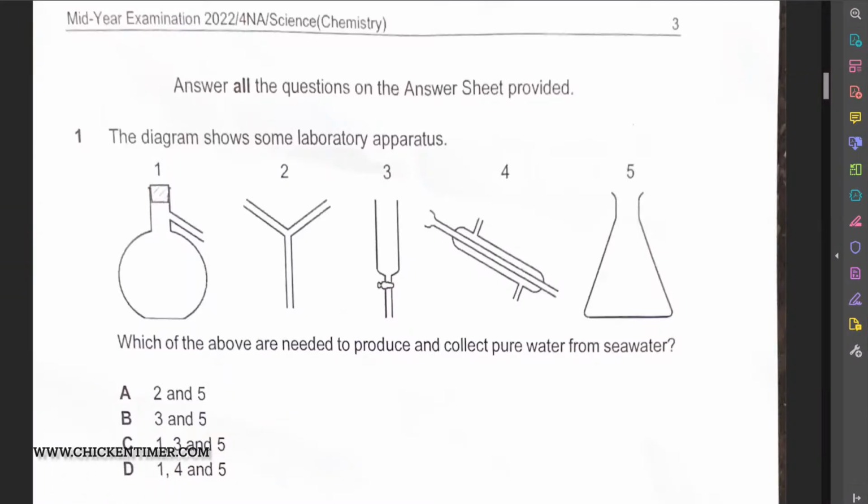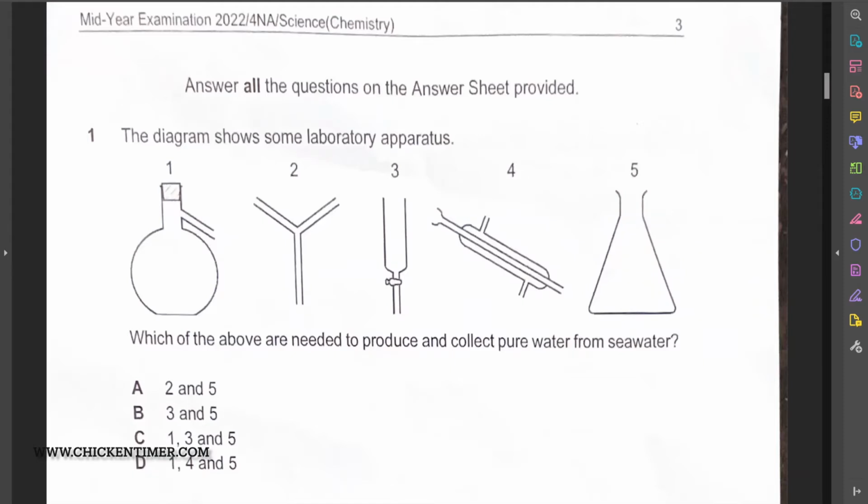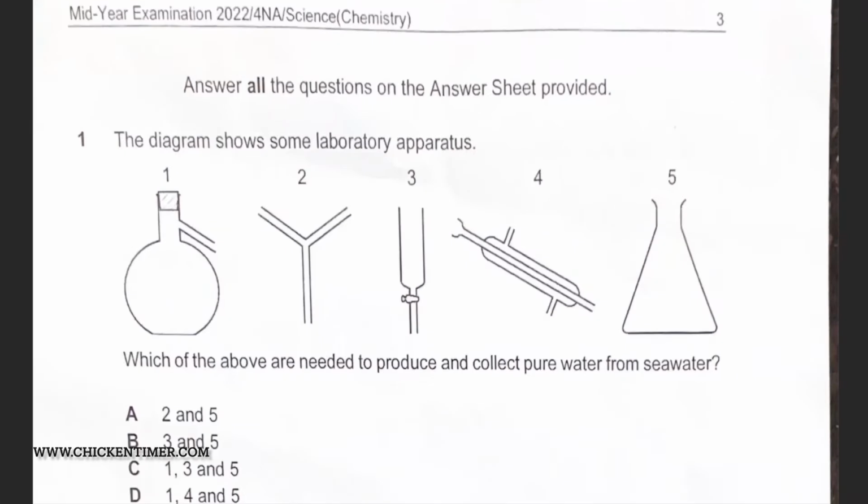What's the answer for the first one? The laboratory apparatus. Which of these are needed to collect pure water from seawater? One, yeah. You don't need the burette, you don't need the filter funnel. When do you use number two and when do you use number three? Number three is titration, and number two is filtration.